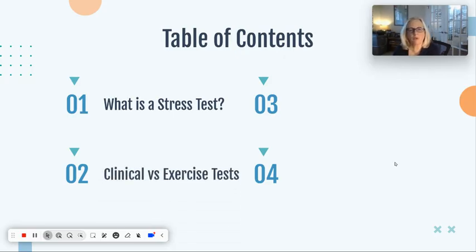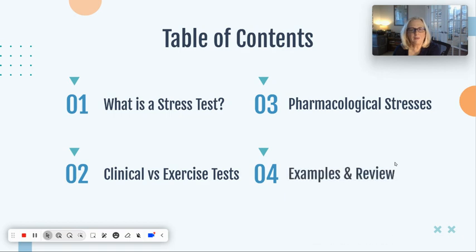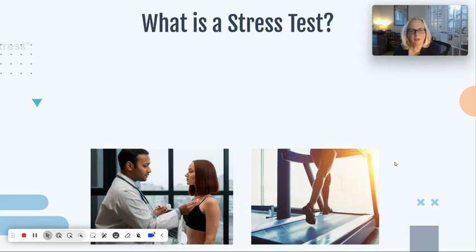Okay, so we'll go over what a stress test is. We'll talk about the difference between a clinical stress test and an exercise stress test. We'll also talk about pharmacological stress tests. That is, if somebody is physically unable to walk on the treadmill, we can still do a stress test on them. We'll tell you how that works. And then we'll go through a few examples and a review.